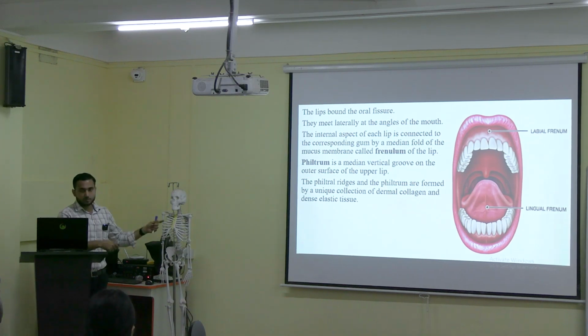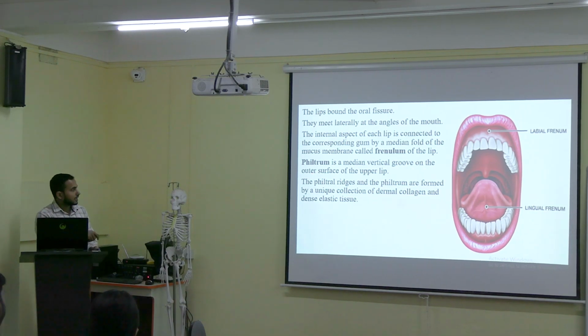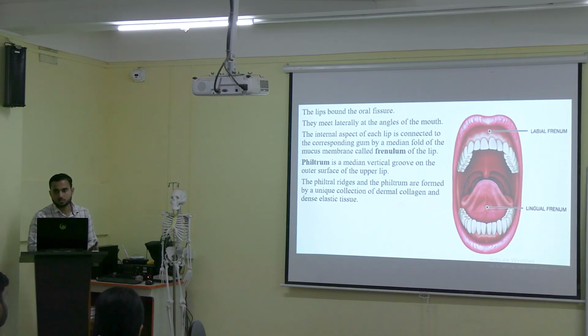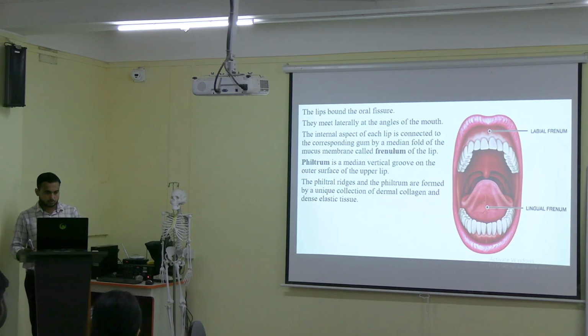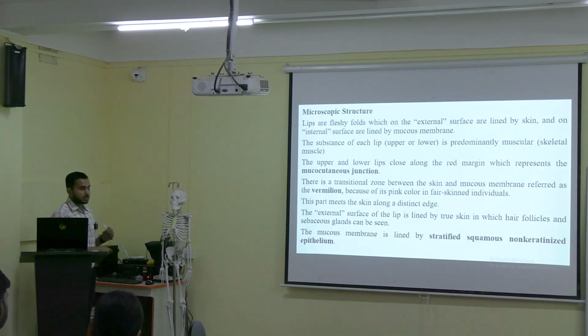Next, the philtrum. I have shown you the philtrum. It is a median vertical groove on the upper surface of the upper lip. Now the philtral ridges, on both sides we can see philtral ridges, are formed by a unique collection of dermal collagen and dense elastic tissue. Dermal collagen fibers and dense elastic tissue are deposited, that's why we are getting the philtral ridges. So this is the overall structure.